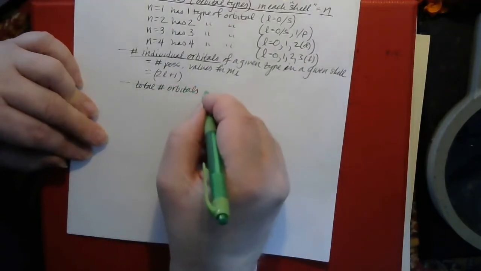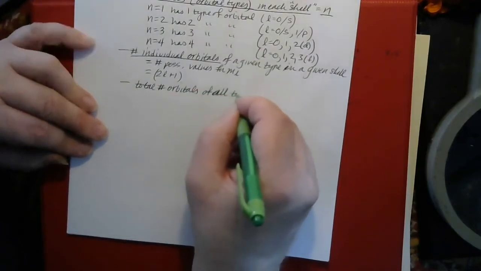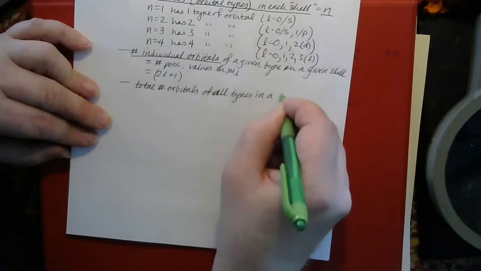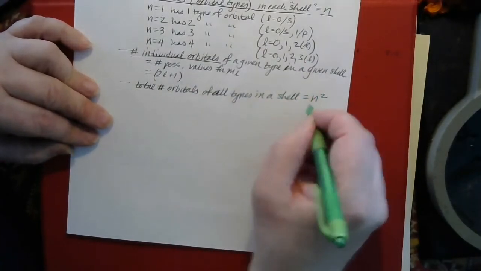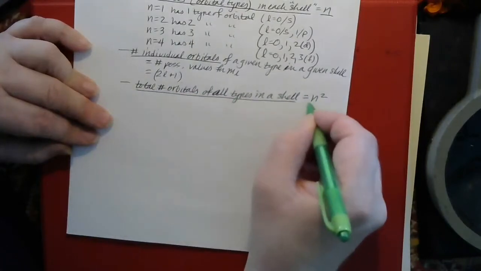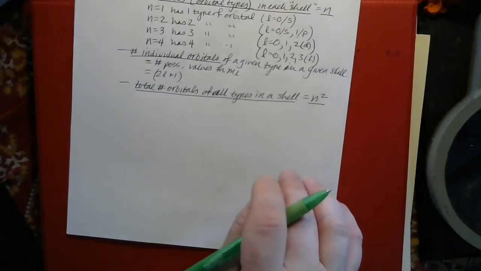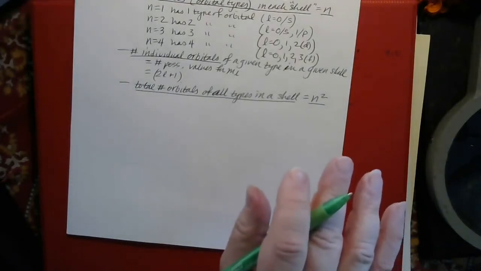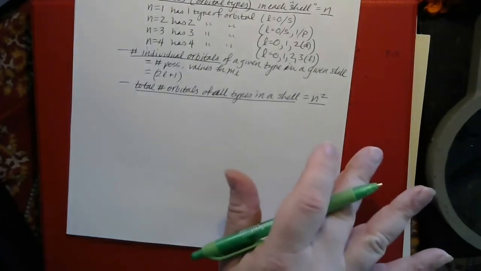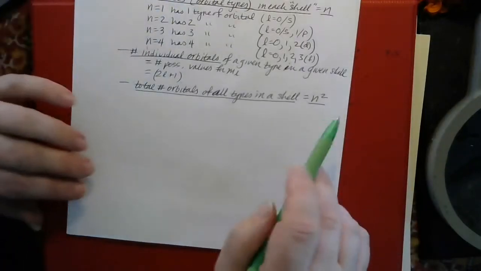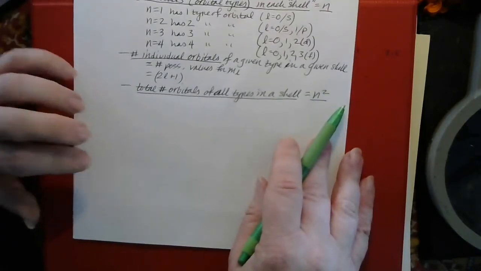If you want to know the total number of orbitals of all types in a shell, that's just n squared. Because you may have noticed as I was going over the diagram in the textbook a moment ago, for shell number 1, there's one orbital total. Well, 1 squared is 1. For shell number 2, there are 4 orbitals total.